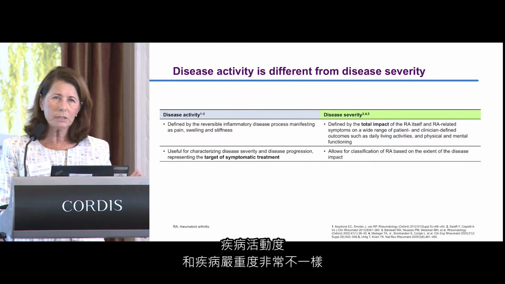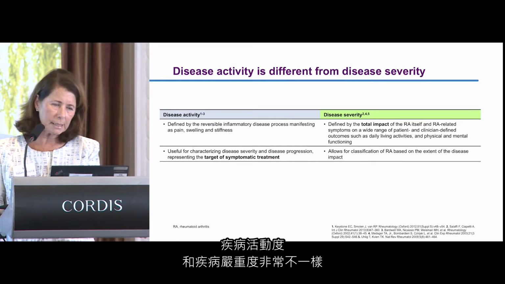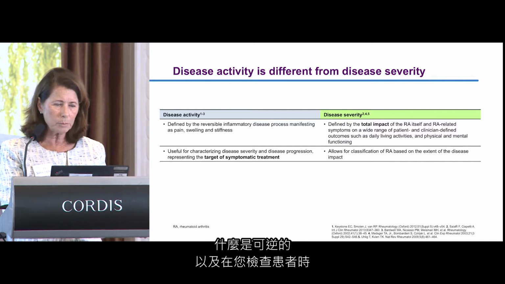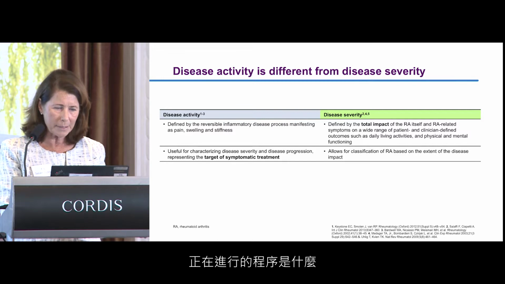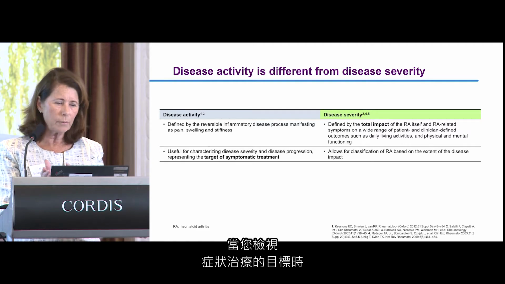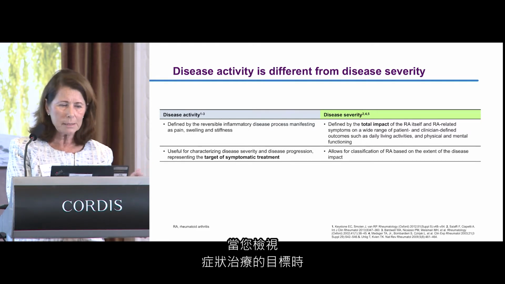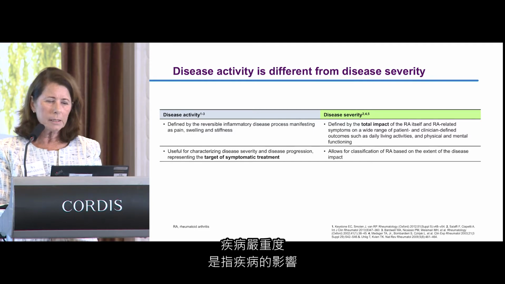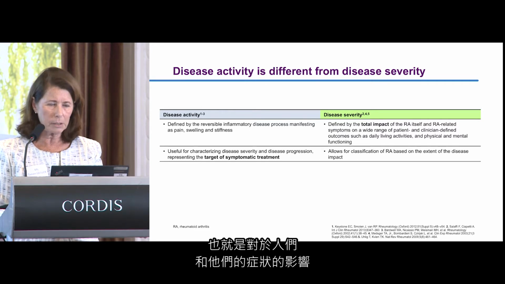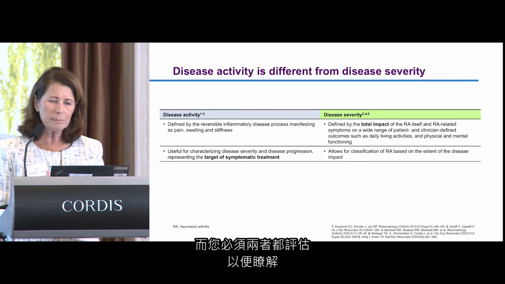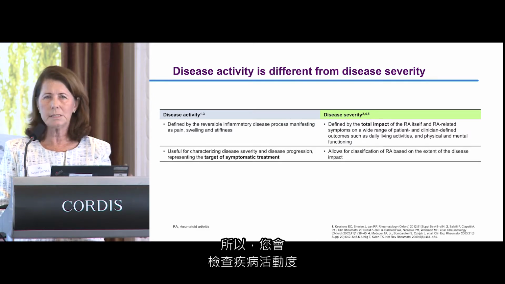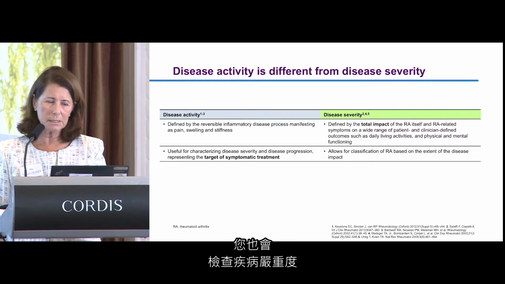So disease activity is very different from disease severity. Disease activity is what you see when you assess the patient, what is reversible and what is the process going on at the time you examine them. And you're looking at the disease progression, and you're looking at representing the target of symptomatic treatment. Disease severity is the impact of the disease, and that's the impact to the person and their symptoms. And you must measure both of those to understand what you need to be doing for a patient. So you're looking at the disease activity and you're looking at the disease severity.